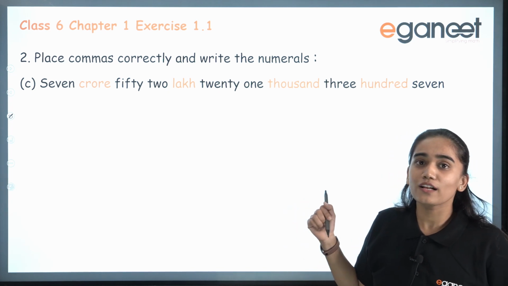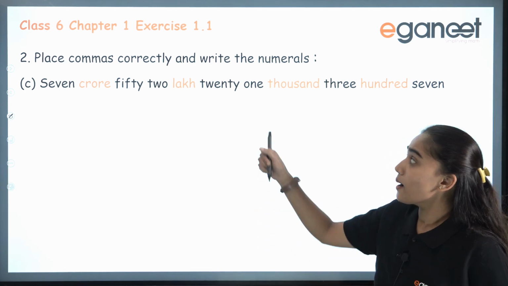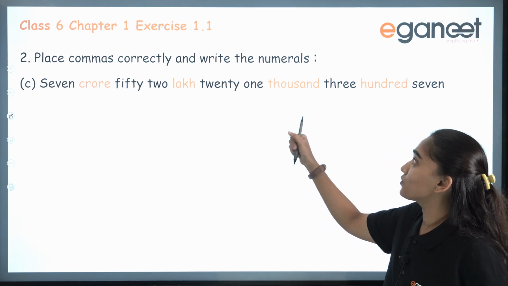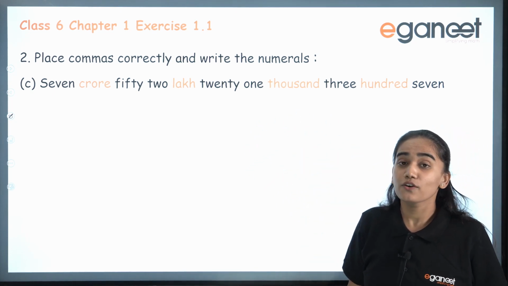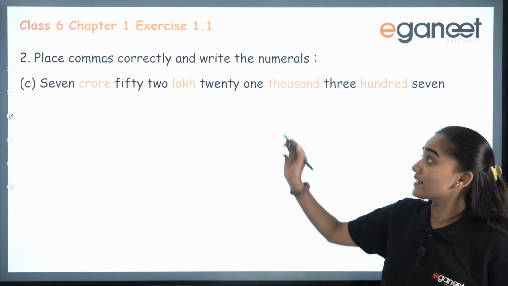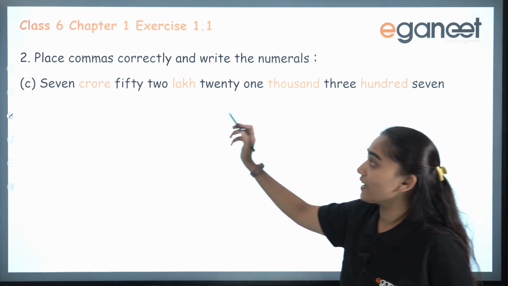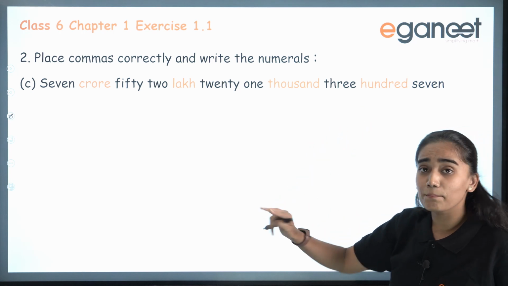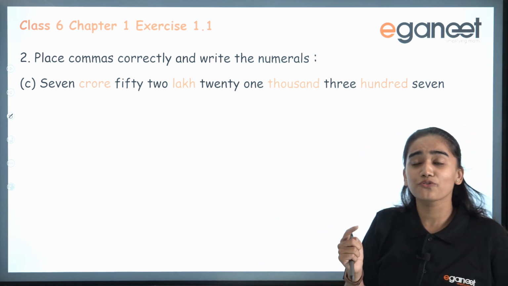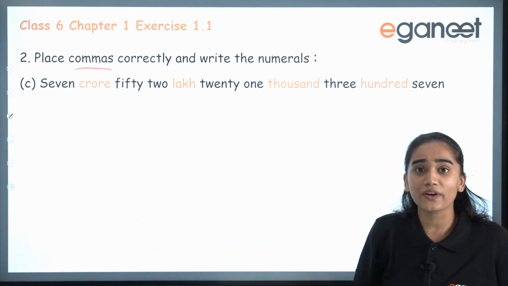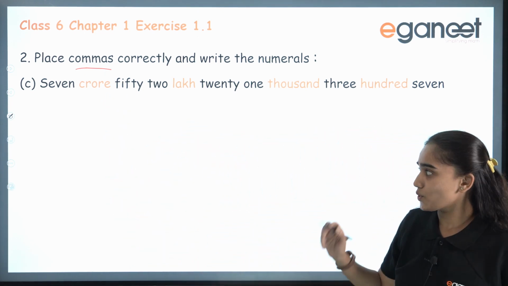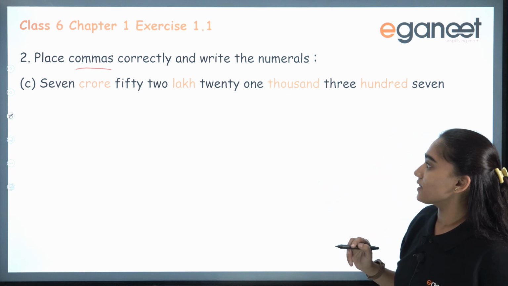Let us try to solve the second question, which is: place commas correctly and write the numeral. What does it mean? What does the question say? क्या करना है हमें? दिए गए word form को numbers में लिखना है and then we need to put the commas correctly in between the number. So, let us read the question now.